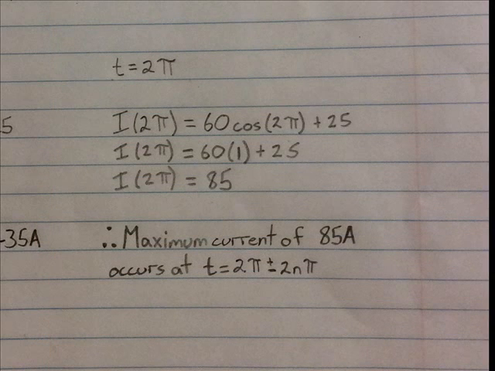Finally, we must solve for when the maximum current occurs by using the second t value, which is 2 pi. I of 2 pi equals 60 cos 2 pi plus 25. Once again, by referring to a basic cosine graph, cos of 2 pi is equal to 1. So we have I of 2 pi equals 60 times 1 plus 25. We are then left with I of 2 pi equals 85. Therefore, a maximum current of 85 amps will occur at t equals 2 pi plus or minus any multiple of the period, which is once again 2 pi.